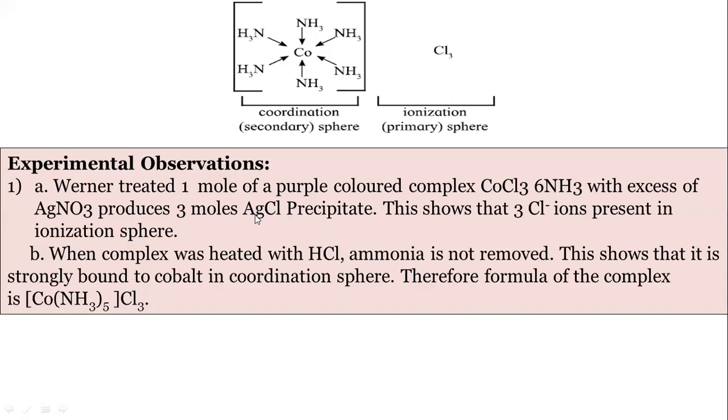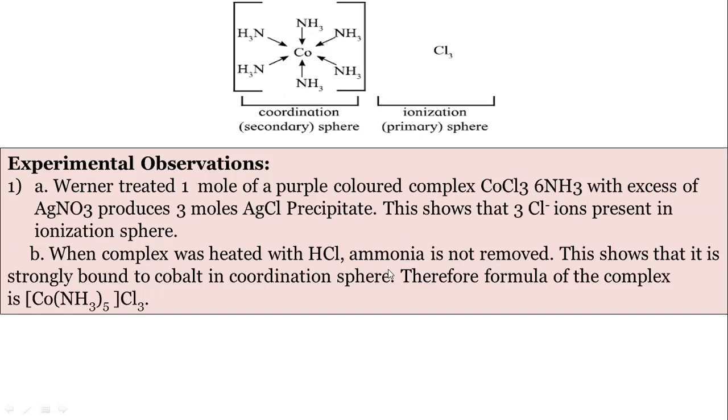If 3 moles of AgCl precipitate, this is a clue, a hint for us. It means 100% 3 chlorines are outside the square bracket, because these are ionizable. If these are ionizable, then the precipitate will be formed. So this shows that the 3 chloride ions are present in the ionization sphere. And further, Werner found that when the entire complex is heated with HCl, ammonia is not removed.